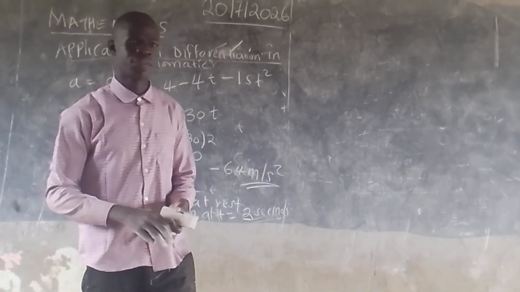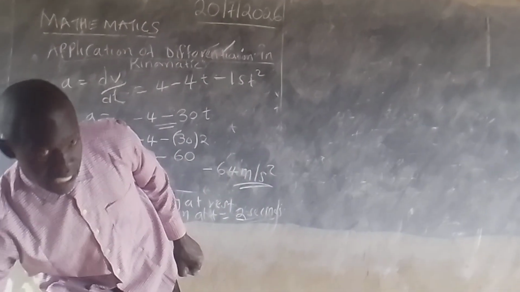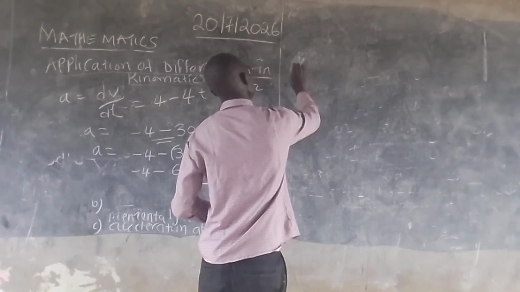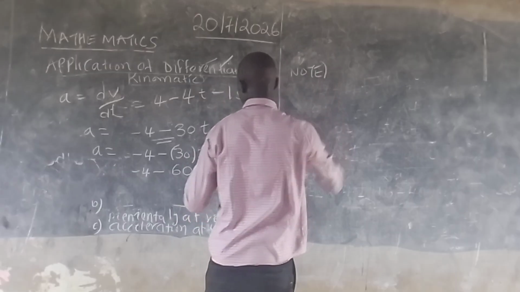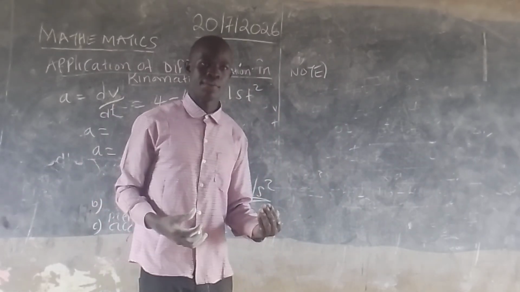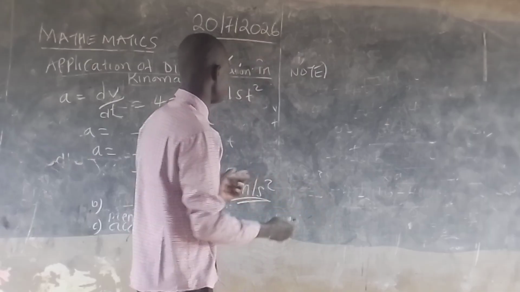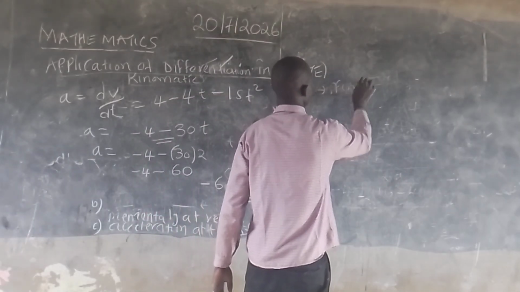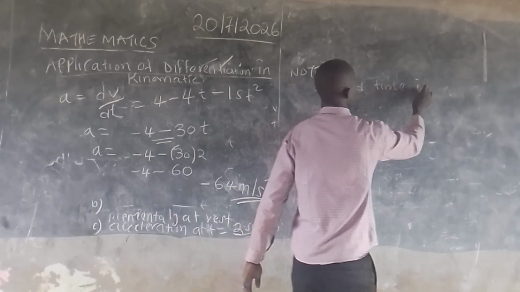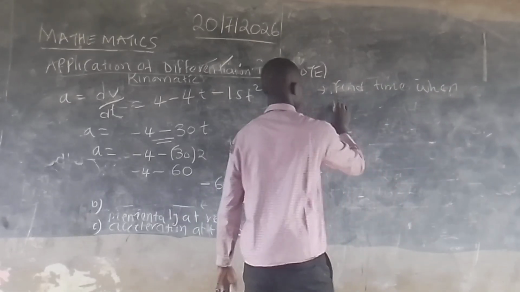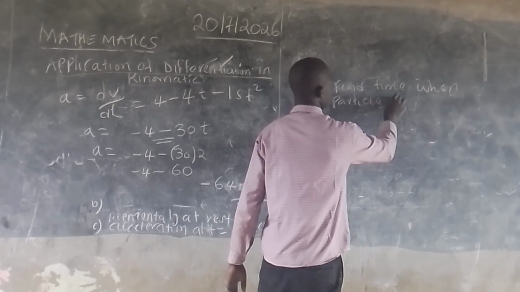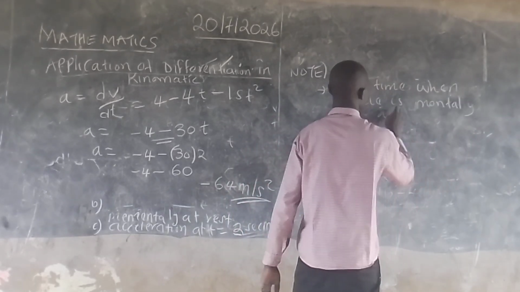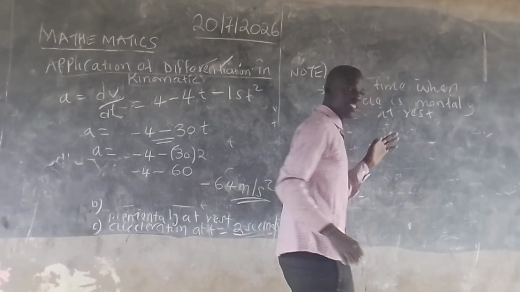Now, students, I want to talk about something very important, key points to note in this part of our lesson today. Note that there are some terminologies used by examiners to trick students. Number one, they tell you: find the time when the particle is momentarily at rest. This means the velocity is 0.